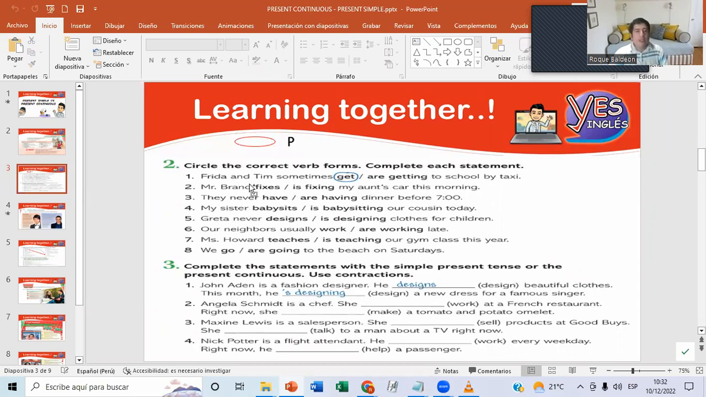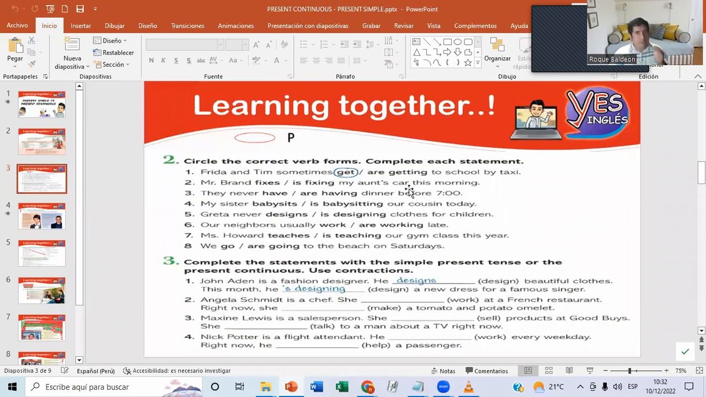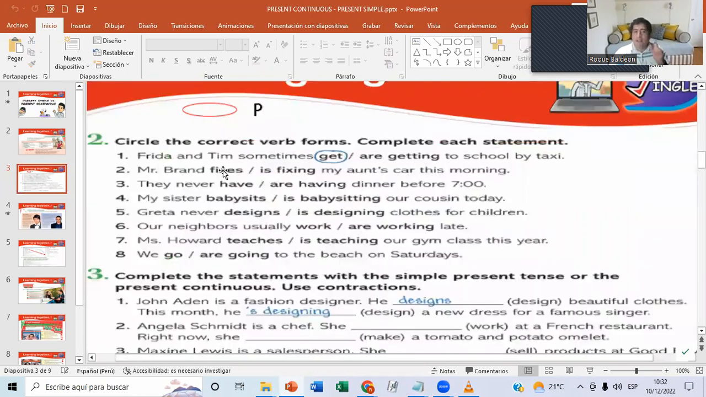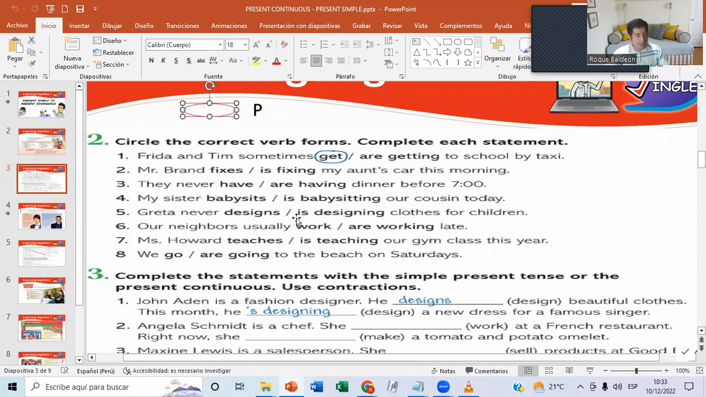Everybody points. Circle the correct verb forms. Complete each statement, okay? For example, Fred and Teen sometimes. Aquí tenemos el sometimes, adverb frequency. Por ende, tiene que ser present tense. Yo no puedo decir are getting, no, no. Solamente get, ¿ya? Fred and Teen sometimes get to school by taxi. That's correct, ¿no? Go to school by taxi. Good, awesome. Vamos con el number two.